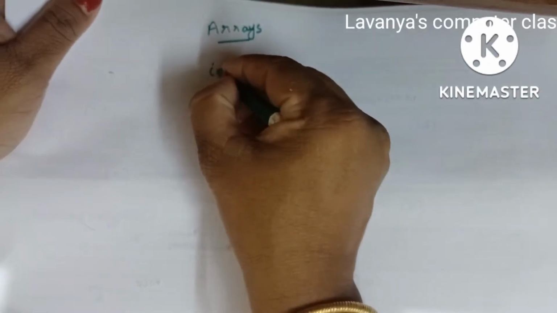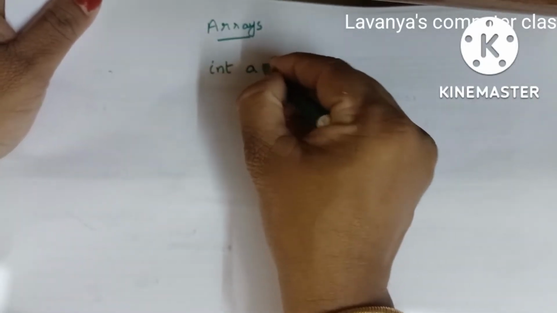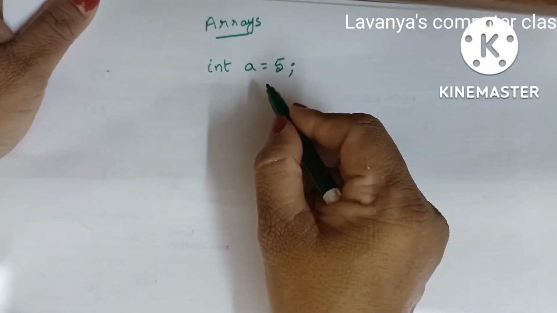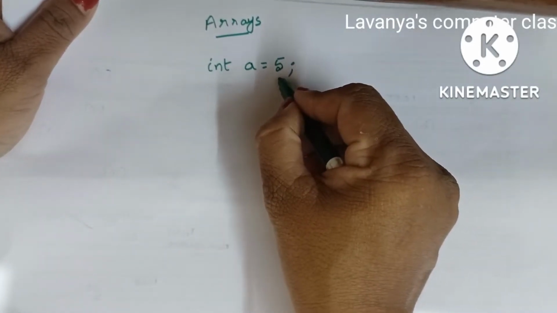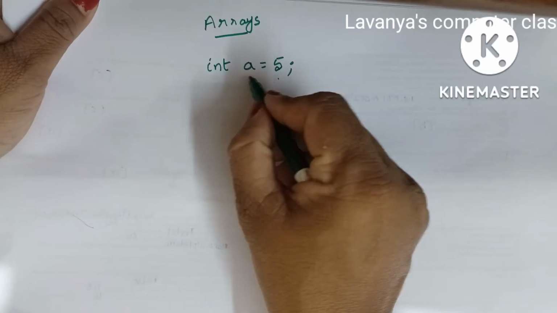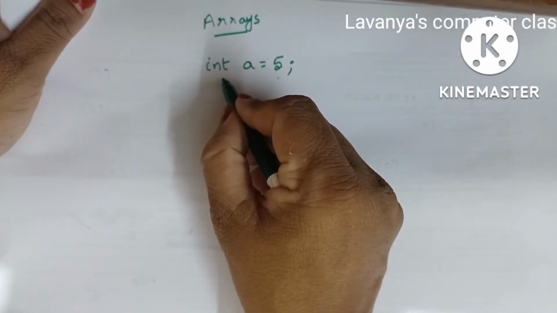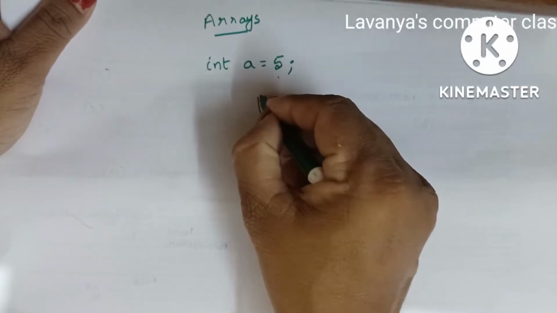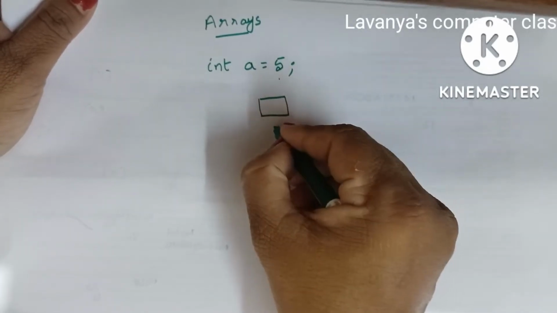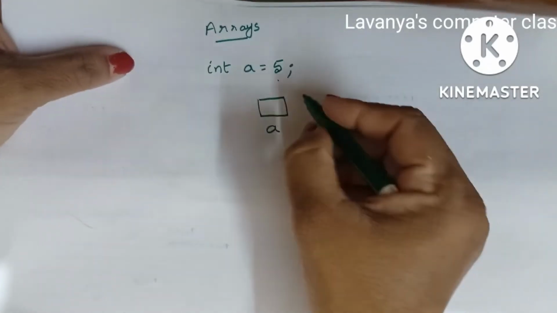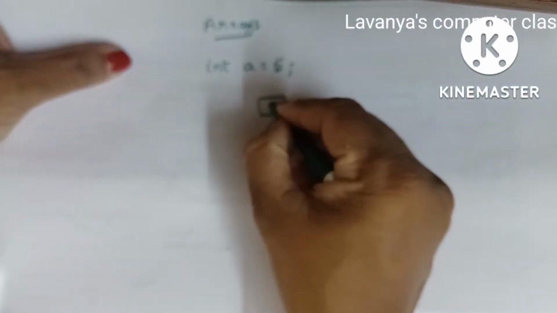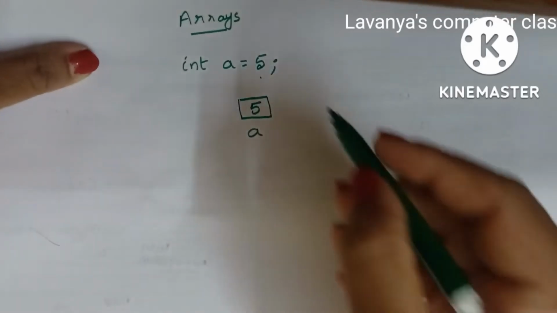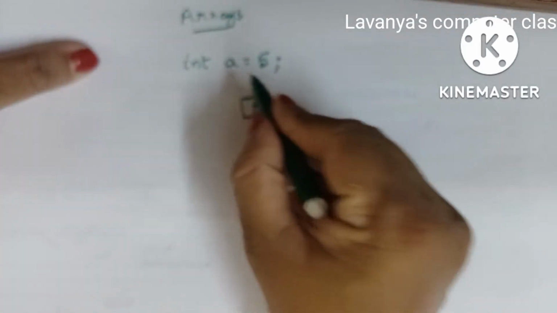Till now you know how to declare a variable. int a = 5. So what is the meaning of int a = 5? It means 5 is a value, a is a variable, and it belongs to integer data type. Whenever you declare like this, it allocates some memory for the variable a, and the value 5 is stored in that memory location. The variable name is a, and 5 is assigned to variable a.